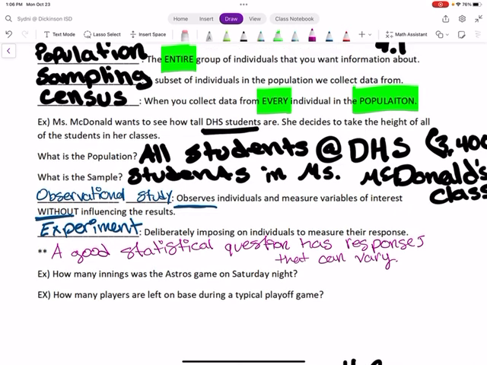So the first one is, how many innings was the Astros game on Saturday night? First thing you're going to think of, how many answers does that question have? And the answer to this question is only one. There is only one answer. So this is a bad question because there's only one answer.